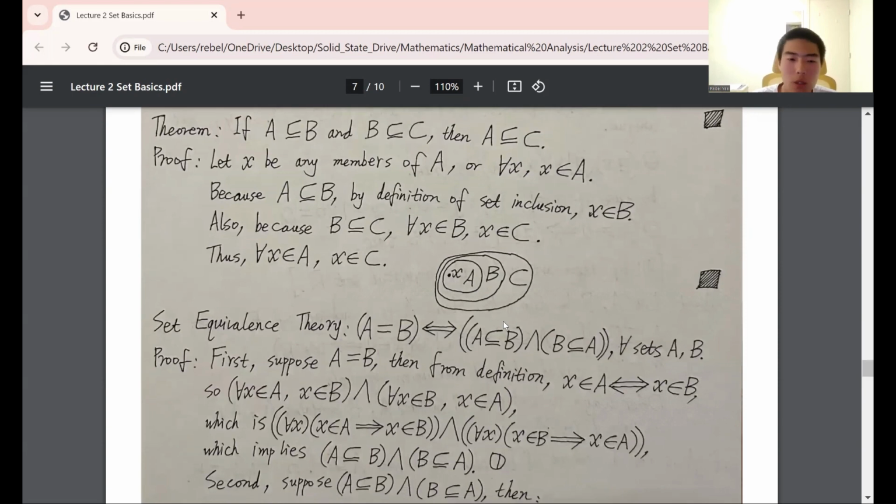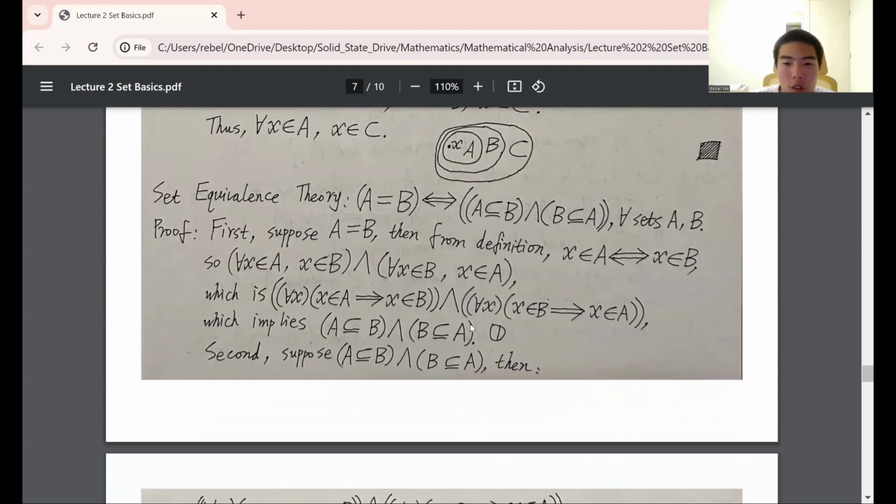And there's also something called set equivalence. You want to prove A equal to B. Before, we proved for all x, x belongs to A if and only if x belongs to B. But now if we have the set inclusion defined, we can find a different way to define set equivalence, which is if you can prove A is a subset of B and B is a subset of A, then A is equal to set B.